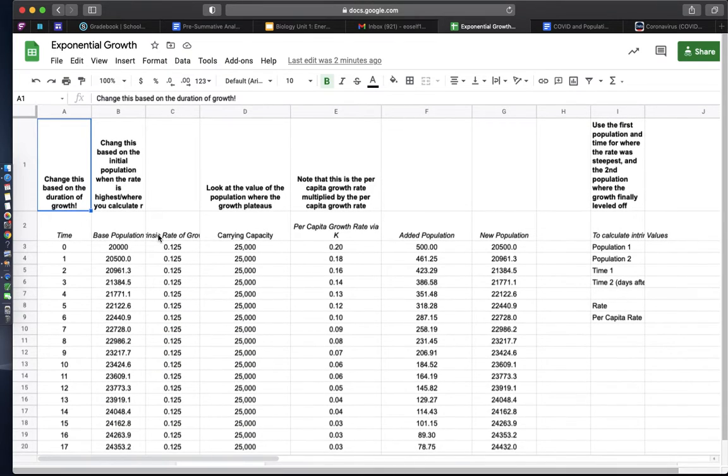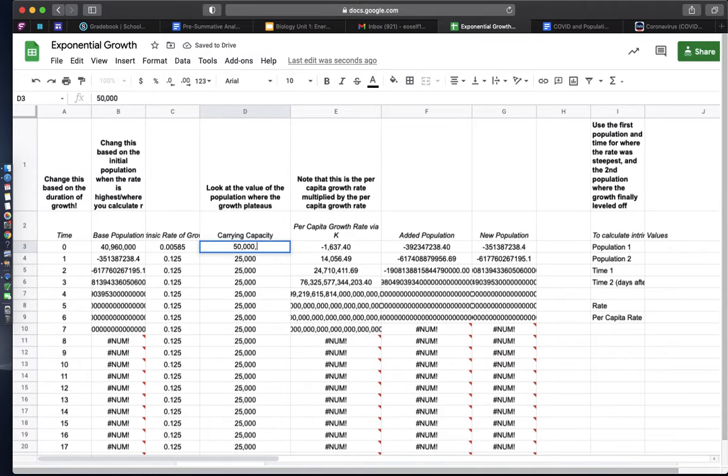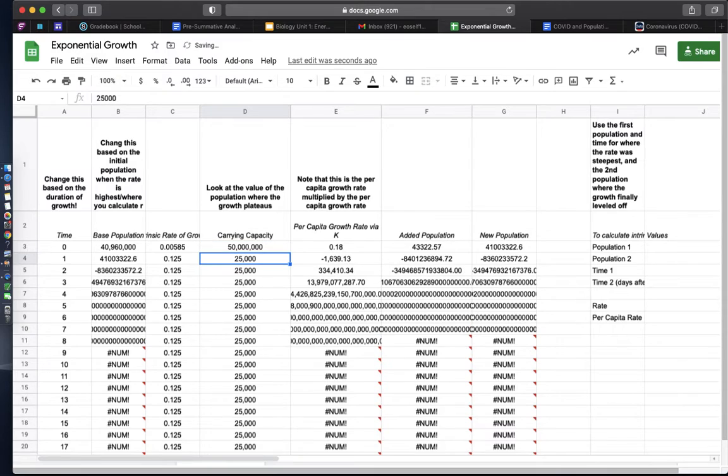You're going to do the same thing where you're going to be putting in a base population. So this would be 40,960,000 people. I know that the intrinsic growth rate is 0.00585, but I'm going to make the carrying capacity 50 million.